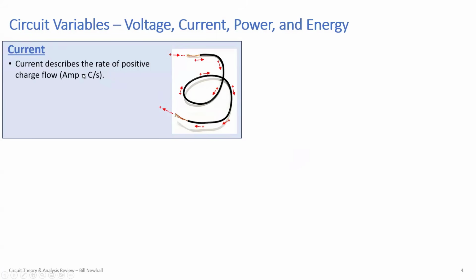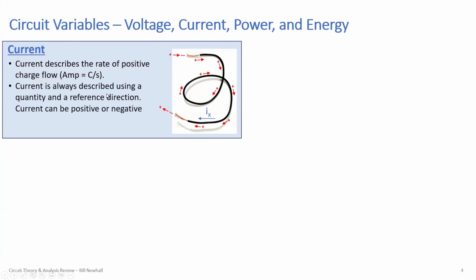So the unit of positive charge flow is coulombs per second. So coulombs, that's a unit of charge. Seconds, that's time. So this is some kind of quantity of charge per second. It's a rate, it's a flow. And current is always described using a quantity and a reference direction. So current might be 2 amps, but it flows in a certain direction, right?